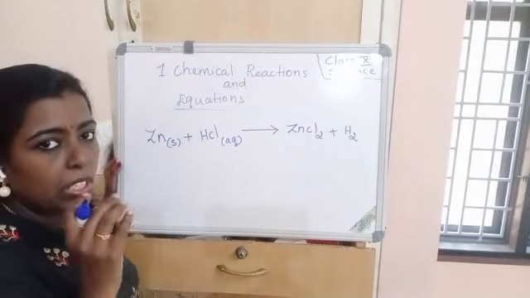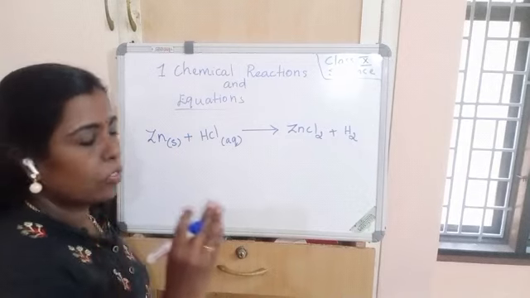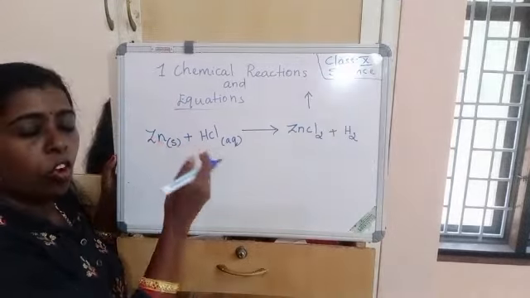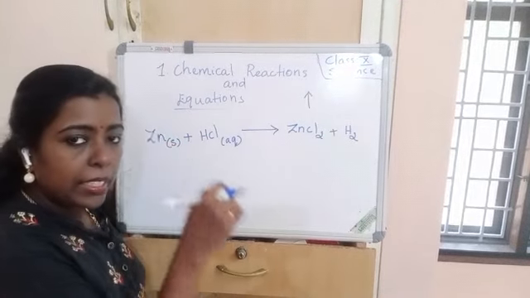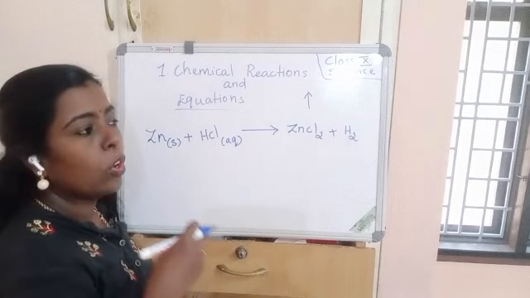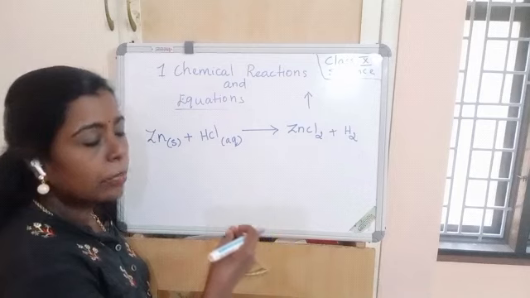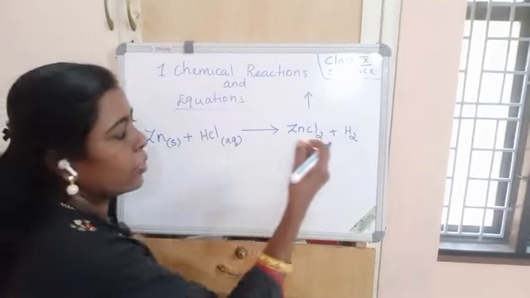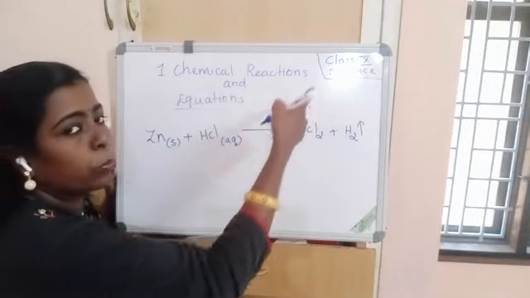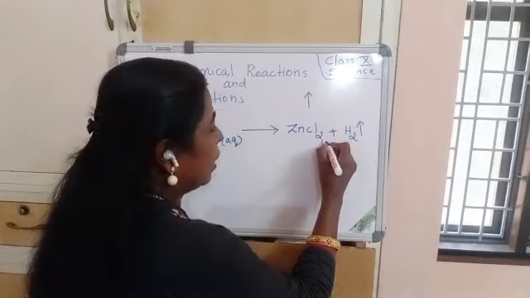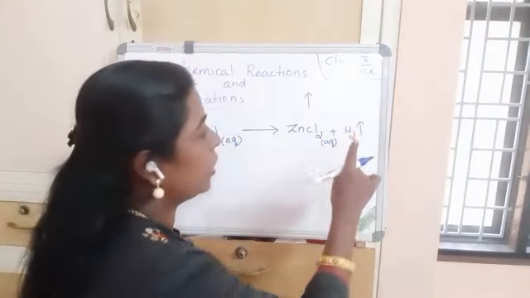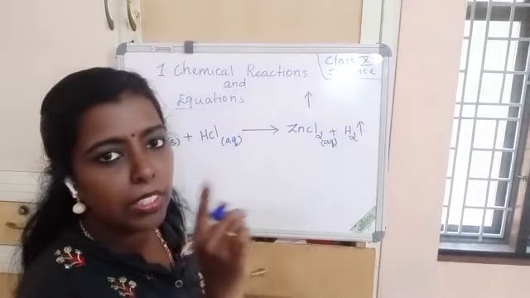When a gas is evolved in a reaction, it can be represented by putting an upward arrow. While if the product is a precipitate, we put a downward arrow. If a gas is evolved, we should indicate the evolution of gas through this upward arrow. Fluoride is in aqueous condition. Hydrogen gas is evolved, so we put an upward arrow.